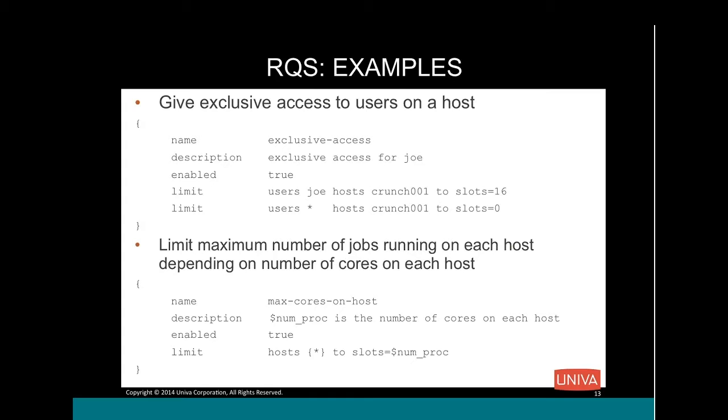And then the next one is, again, affecting the user's object, all users, so not individual users, all users, and then affecting the host object on crunch 001 to slots equals 0. So it means that essentially no one else can run on that crunch 001 host. Everyone else cannot run anything. So that's an interesting way to give exclusive access.